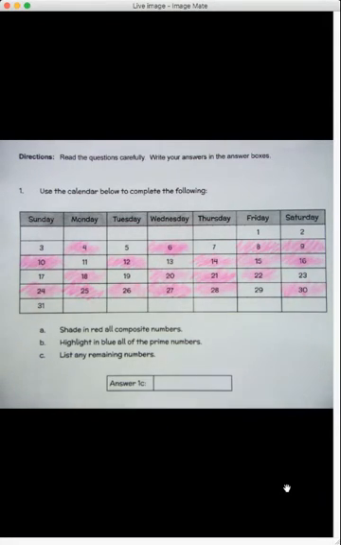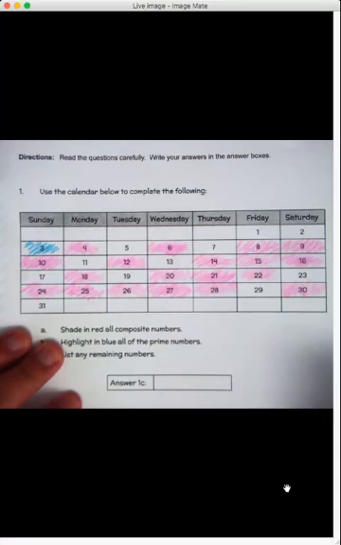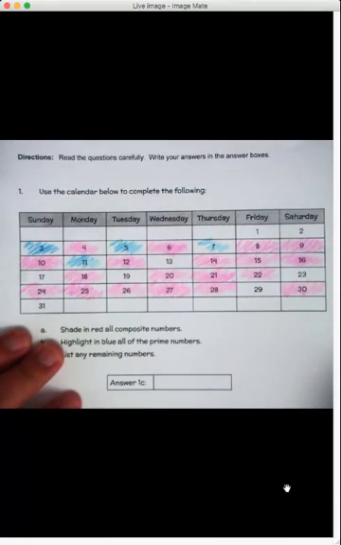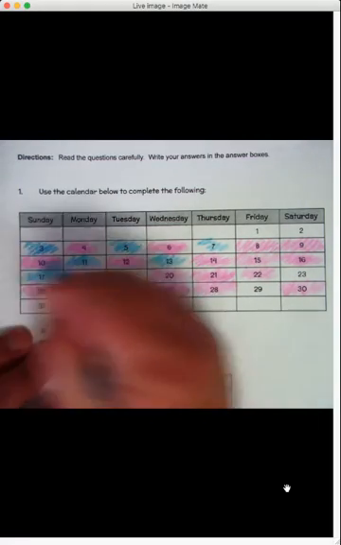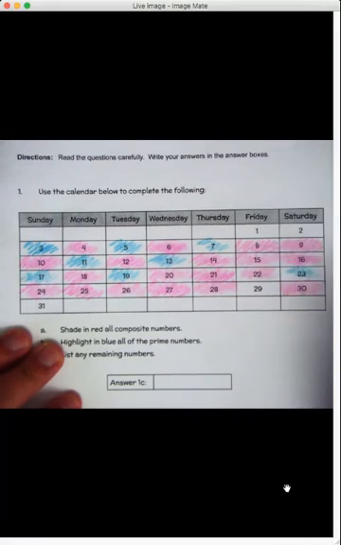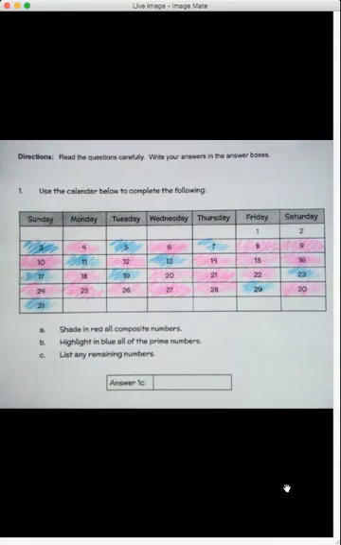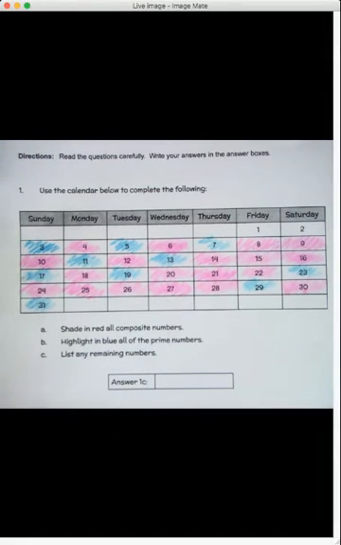So now all the prime numbers. All right, so 3, 5, 7, 11, 13, 17, 19, 23, 29, 31. Anything else we need to put? Anything else?